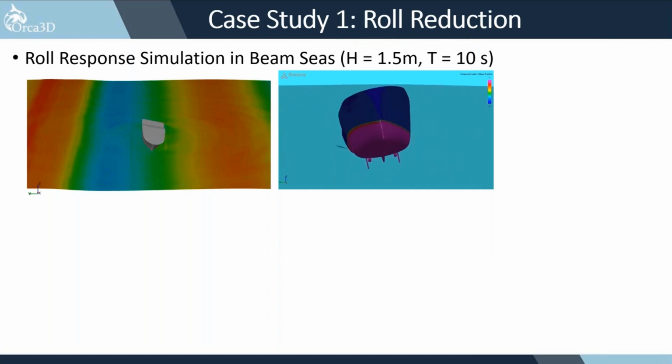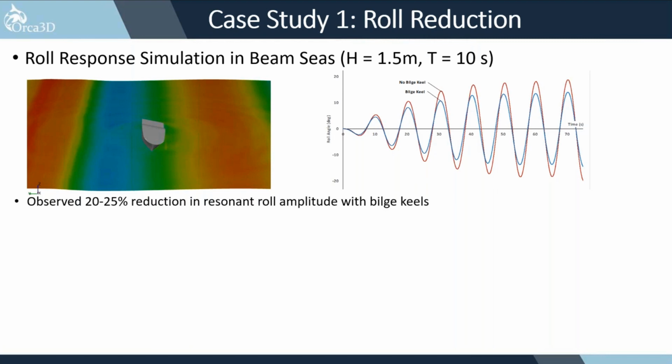But essentially, by doing that, you can see the reduction in roll magnitude in resonance by adding the bilge keel. And this time history here shows you that plot. And for this particular bilge keel, we observed about a 20 to 25% reduction in resonant roll amplitude with the bilge keels. So that's a measure that most people can understand what that means physically.